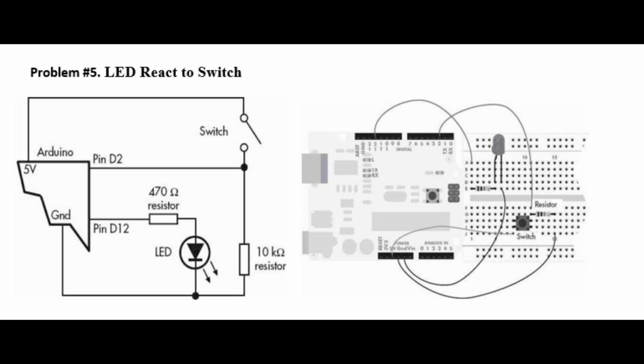Sensors and feedback, the heart of interaction. Sensors are like our Arduino's eyes and ears, gathering information from the environment. Feedback is how our projects communicate with us, letting us know what's happening. Together, they form the foundation of creating interactive experiences.